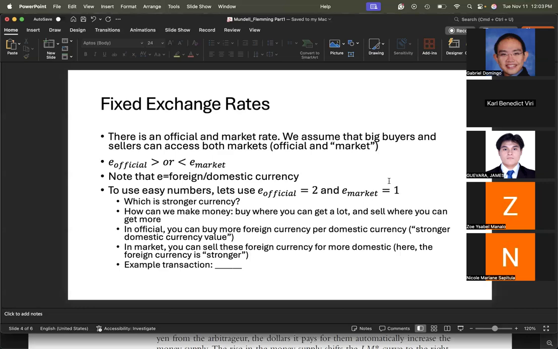So this is in fact what traders do all the time, right? Not just in goods, but in these assets called exchange rates also, currencies. Now, how can you make money? So buy where you can get a lot and sell where you can also get a lot. Okay? Ganun lang naman siya kasimple, right? You buy where you can get a lot. So, given si official, ano ang gusto mong bilhin using the official rate? Foreign or domestic currency? That's my question. Using the official rate na 2, would you rather buy domestic or would you rather buy foreign currency?